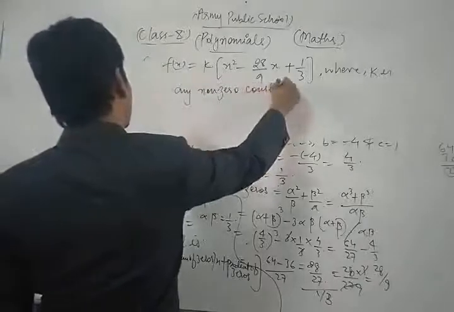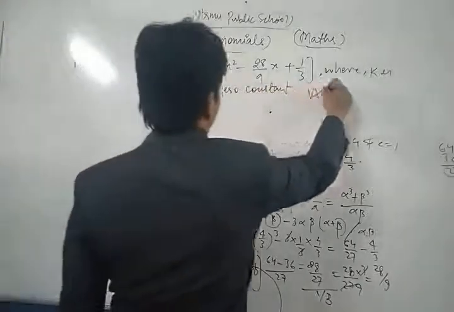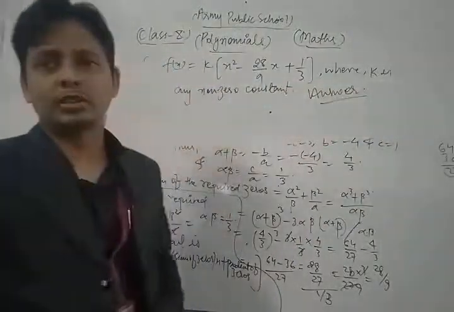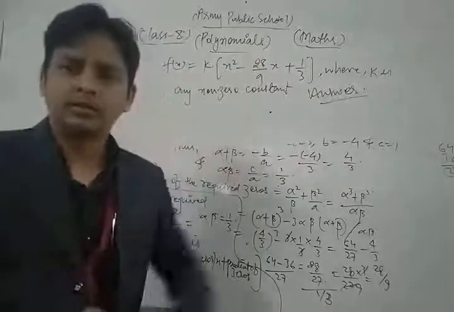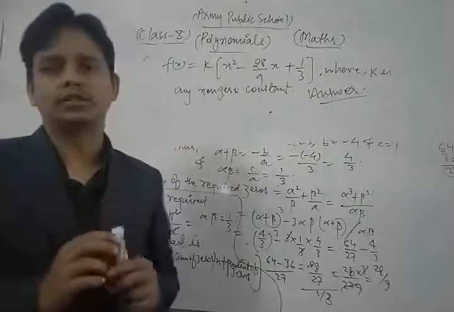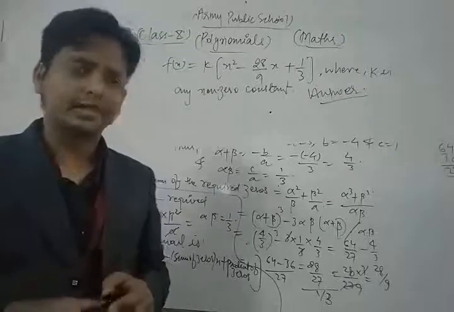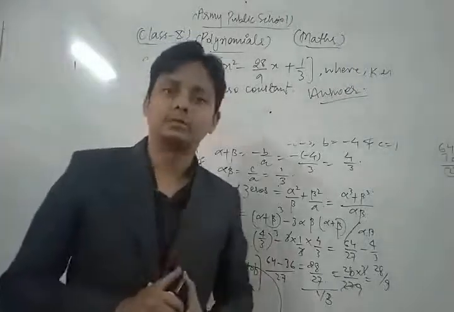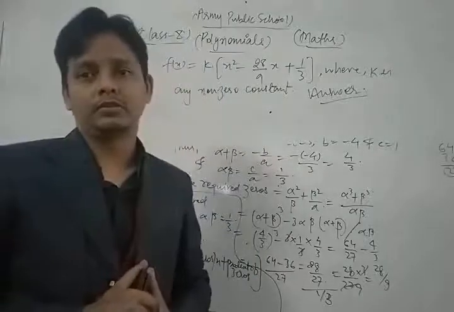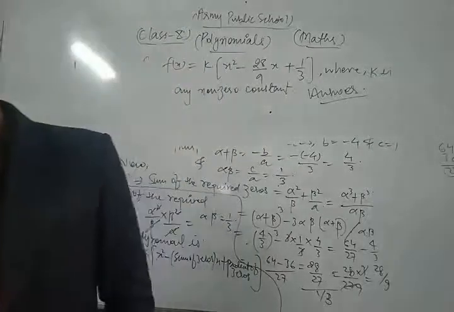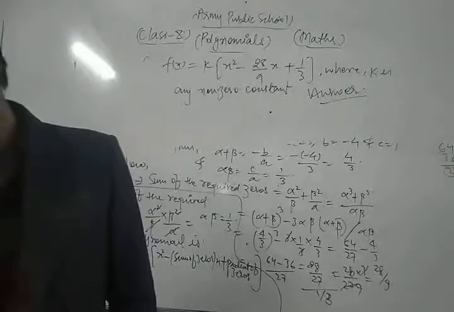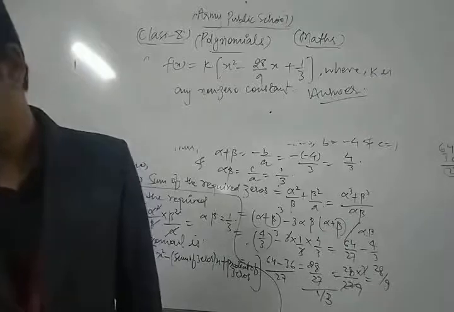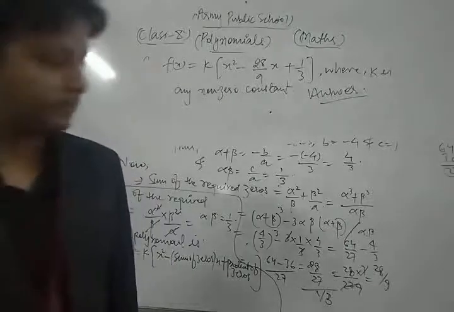non-zero constant. This is the required solution of the given question. So thus dear student, in this way you can solve each and every question of your NCERT exercise based on the topic of finding the quadratic polynomial whose sum and product of zeros are given. Okay, now we take one more question based on that topic. Okay, let's see dear students.